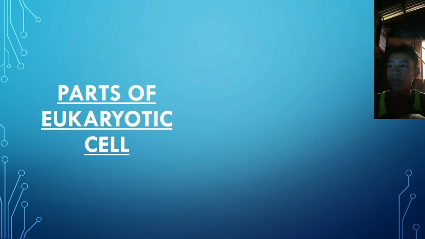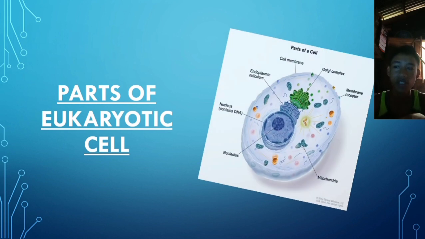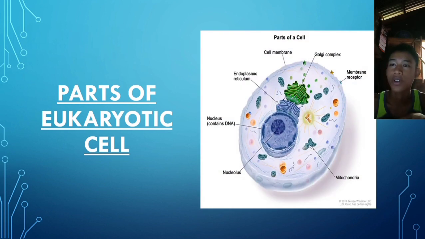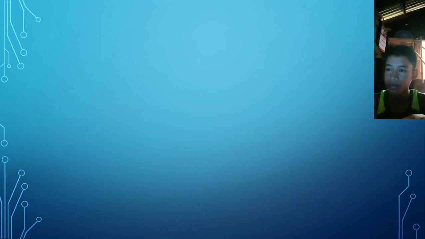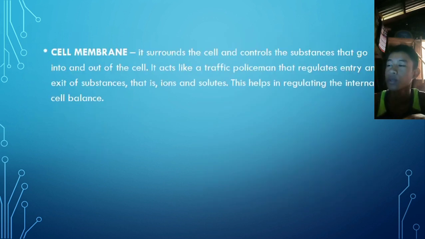Now, let's talk about the parts of the eukaryotic cell that you can see in plants and human cells. This is the picture of the parts of a eukaryotic cell. There is the cell membrane, Golgi complex, membrane receptor, mitochondria, nucleus, and nucleolus. The first one will be the cell membrane.